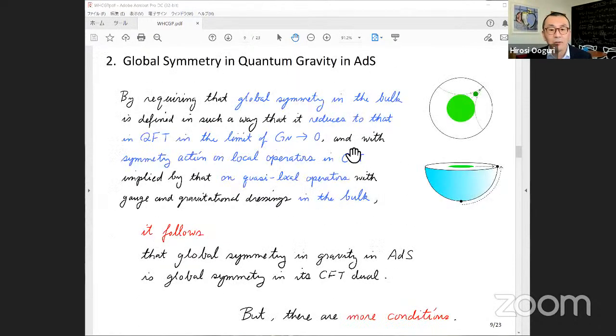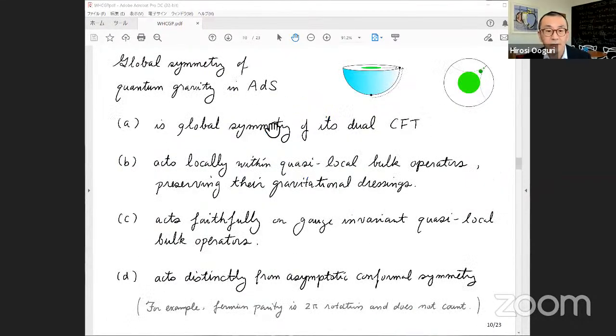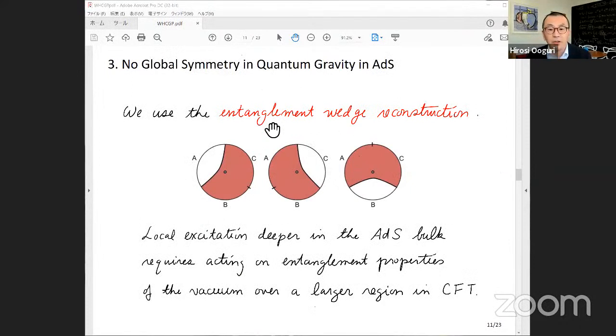So that's sort of what we mean by symmetry in quantum gravity, and I would like to show that such a thing does not exist. To do that, I use what is called entanglement wedge reconstruction. This is one of the very important insights that people gained using the AdS/CFT correspondence in the last 10 years or so. The idea is that if you have a gravitational theory in AdS, you can consider some local excitation in the bulk. But if this excitation goes deeper into the bulk, then information about this excitation is encoded in some kind of entanglement properties on the boundary.